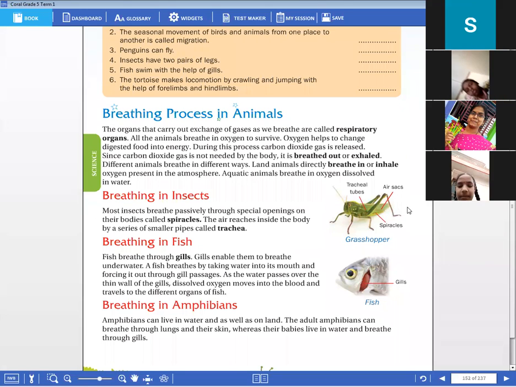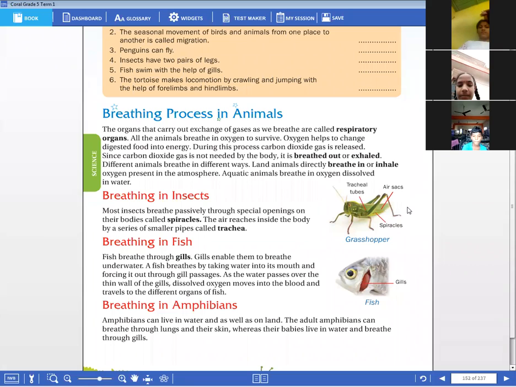Okay, do all animals have a nose like us, children? No. All animals won't possess a nose and all the respiratory organs a human has. So different animals will have different ways of breathing. Let's know about it, children. Land animals directly breathe in or inhale oxygen present in the atmosphere. Aquatic animals breathe in oxygen which is dissolved in water.